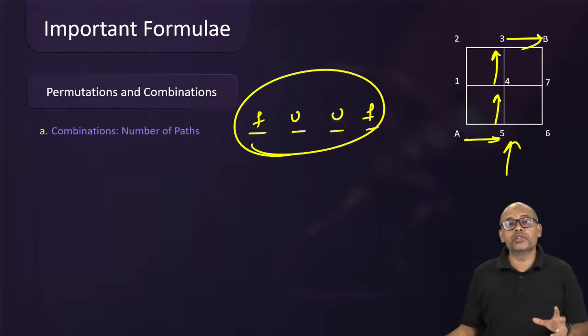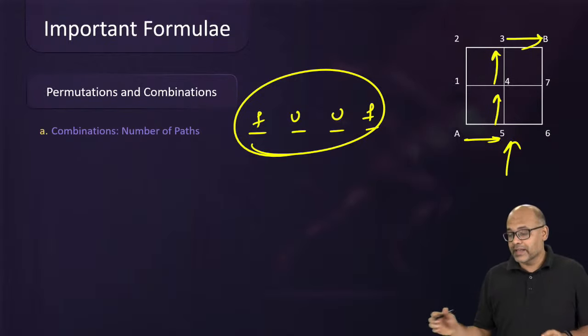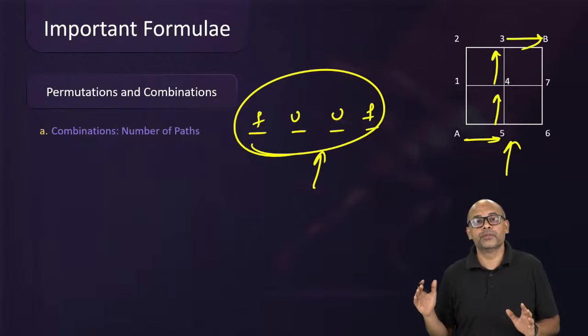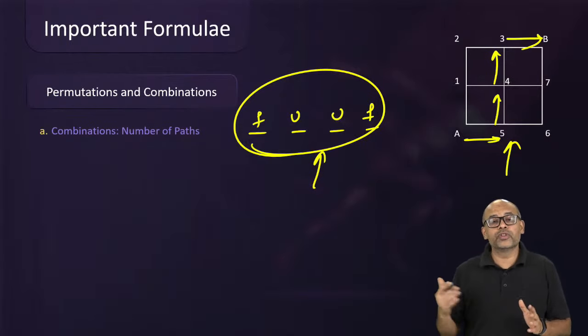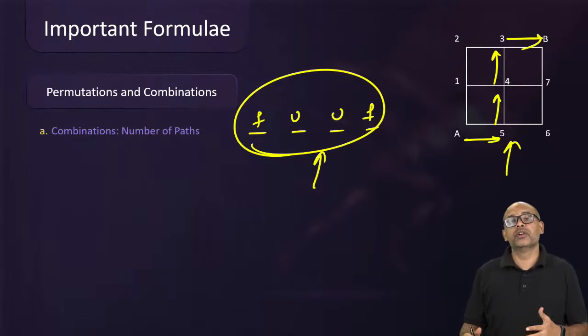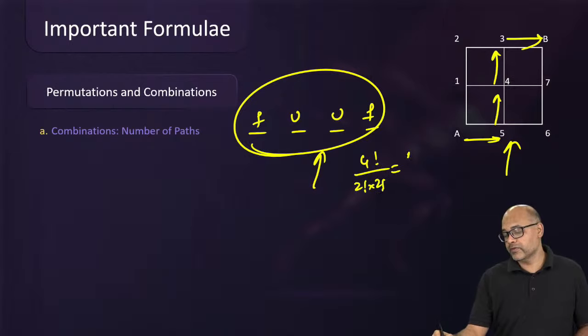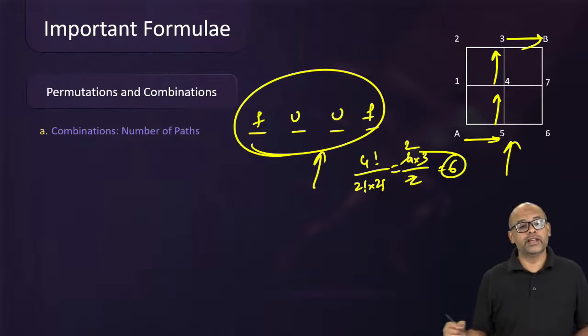So the question boils down to how many ways can I form these 2 Fs and 2 Us. That can be done in 4C2 ways. 4C2 is how much? 4C2 is 6 ways. 4 factorial by 4 minus 2 factorial into 2 factorial. This is 4 into 3 by 2. 6 ways. Not 8, 6 ways.